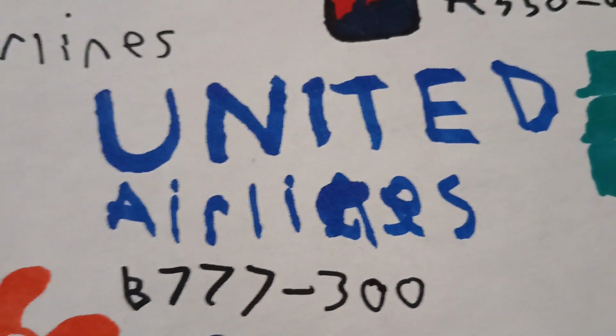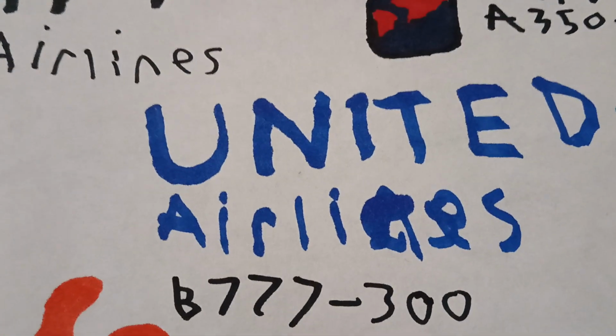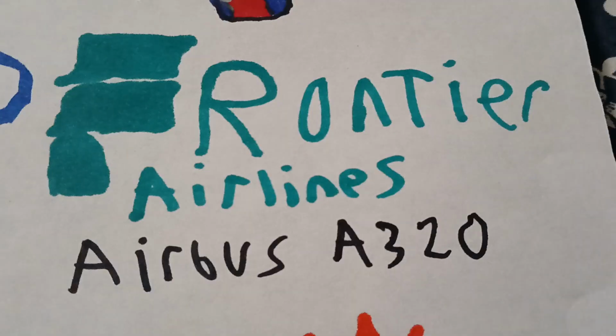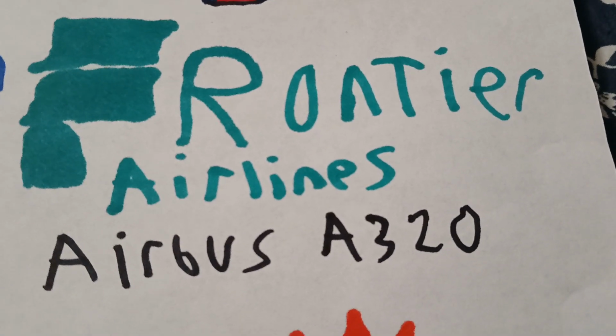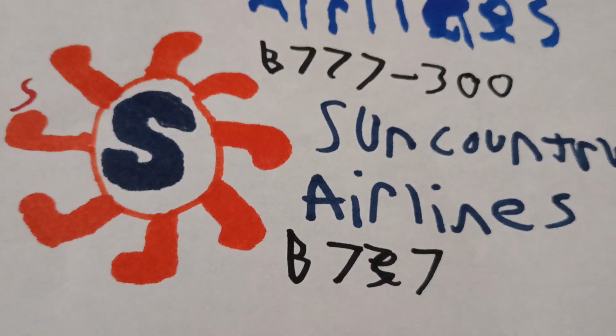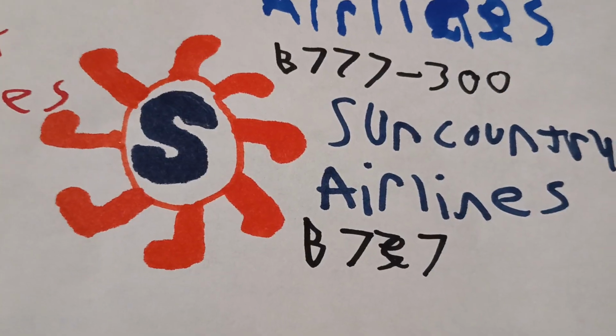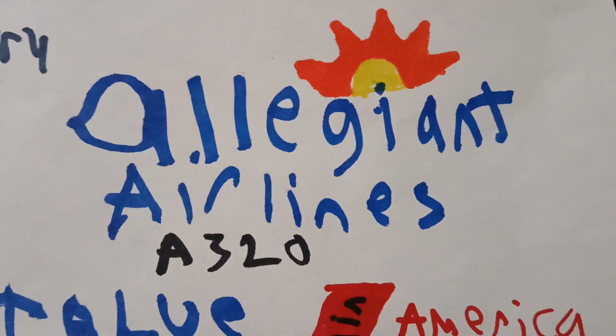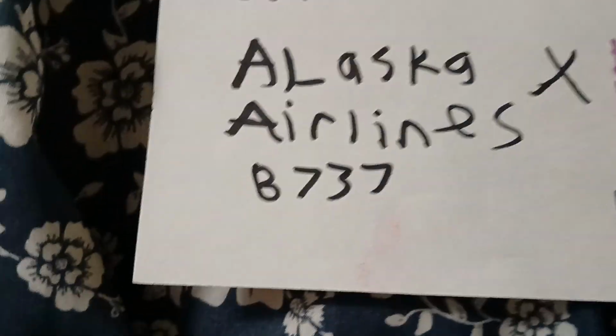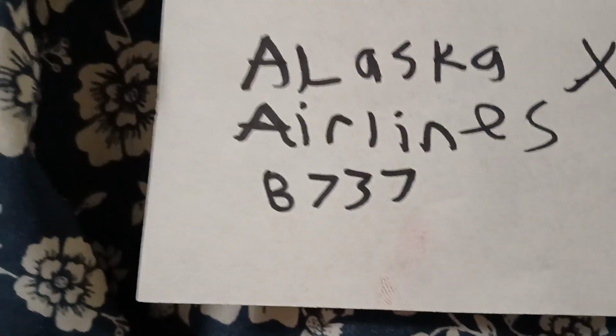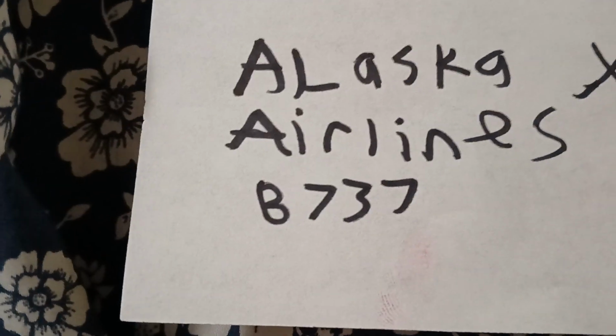United Airlines, I never flew them, but I really want to one day. Frontier Airlines, it's just mediocre, I guess. JSX, I never flew on semi-private airlines, but I really hope to one day. Sun Country, it's basically the American version of Ryanair and just another American version of Southwest. Allegiant Airlines, I guess mediocre. Alaska Airlines, for a guy who likes the cold, I actually like this airline.